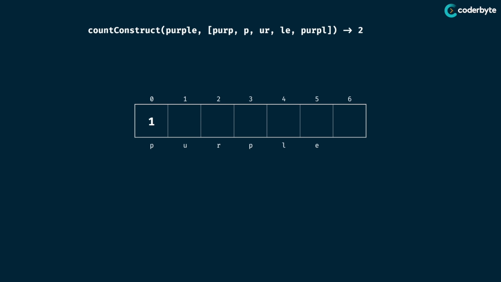Fibonacci or even the grid traveler, the move here is to actually start those other spots in the array at 0. Basically saying, at the start, I have 0 ways to generate these different prefixes of purple. And then as I actually find distinct ways, I'll go ahead and increment those spots in the table. But we'll get to that.